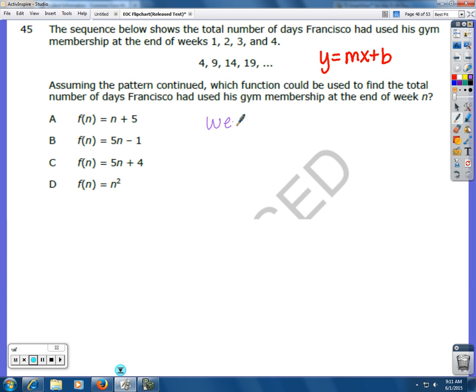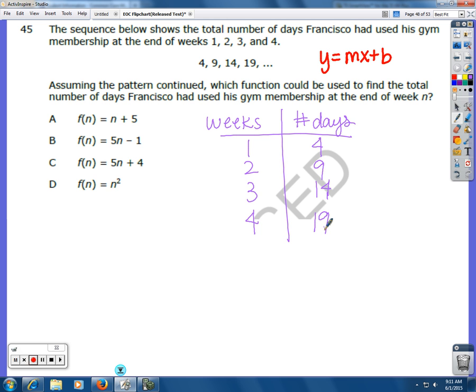Okay, so you have weeks, and then you have the number of days that he used the gym during those weeks. So week 1, 2, 3, and 4. In the first week, he used it 4 days, and then 9, 14, and 19.